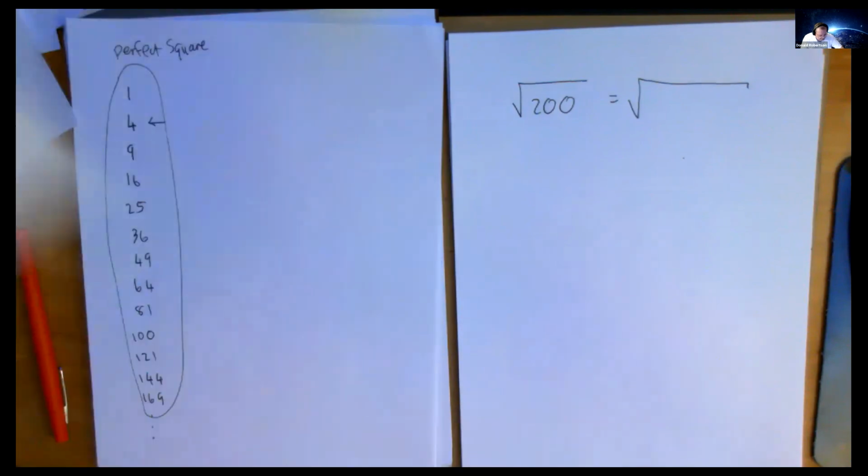Oops, found my mind up. Here's my perfect squares. Who are we going to use this time? 102. Yeah.